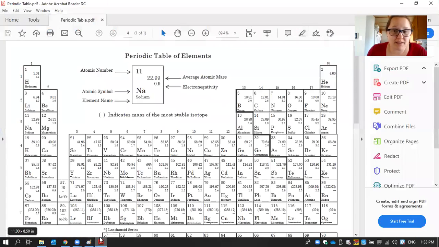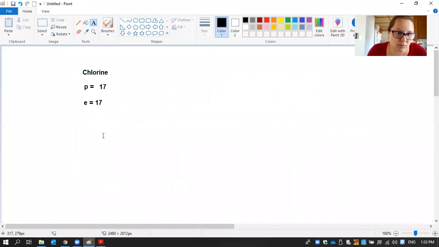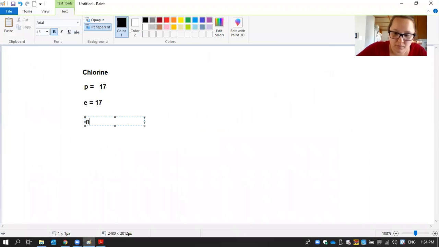Now for your neutrons, we're gonna go up here. We take our average atomic mass and we round it. So we have 35.45 and we round that to the nearest whole number. Using your rounding rules, if it's 4 or lower, you leave the number as the whole number, and if it's 5 or higher, you round up. So this one stays at 35. And so we go 35 minus the atomic number, which was 17. So 35 minus 17.